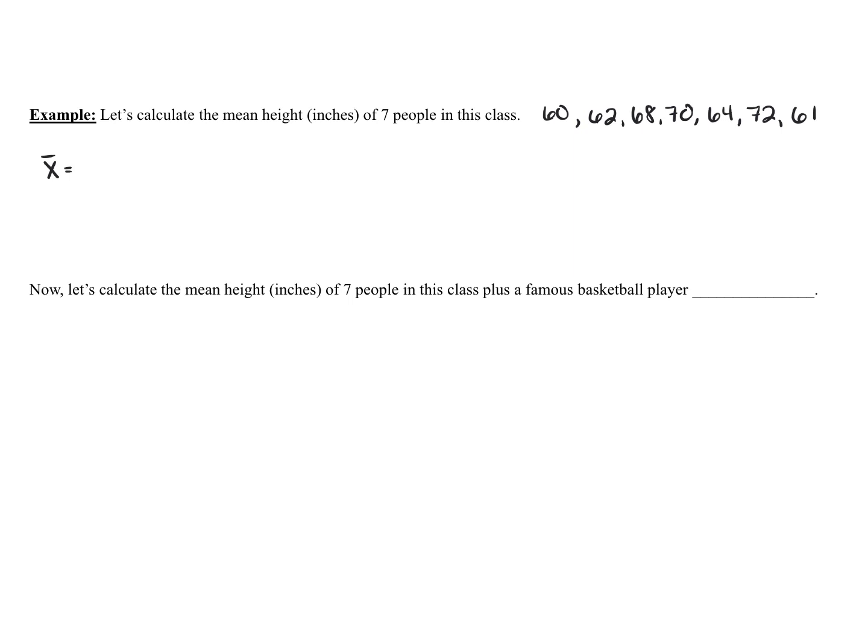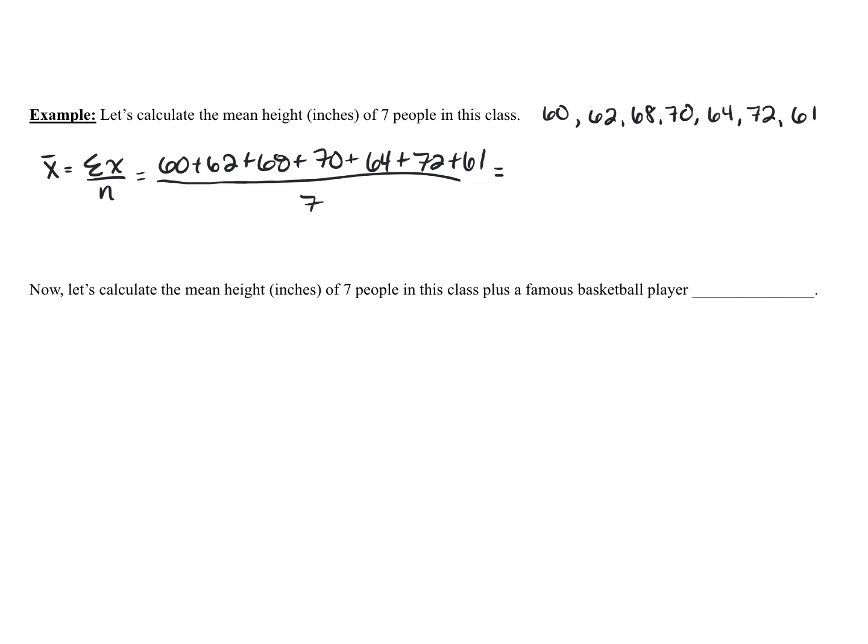To calculate the mean, I need to sum up all of those values and divide by the sample size. So here, if I take 60 plus 62 plus 68 plus 70 plus 64 plus 72 plus 61 and divide that by 7, I end up with 457 divided by 7, which gives us a sample mean of 65.29 inches. Okay, all right, let's go ahead and calculate the median.